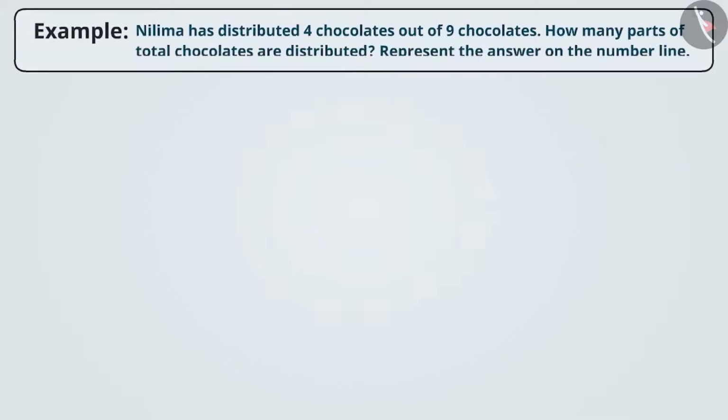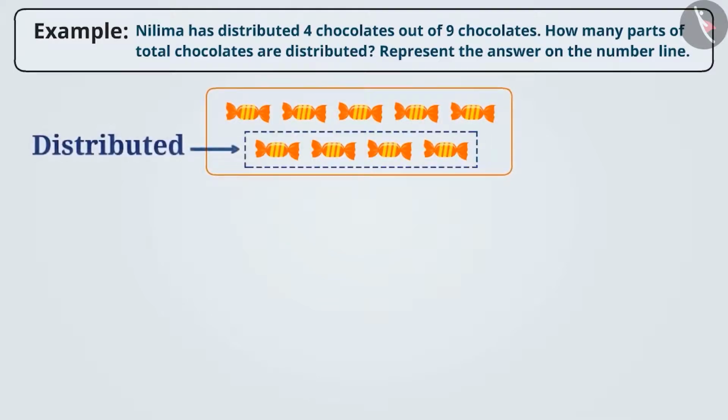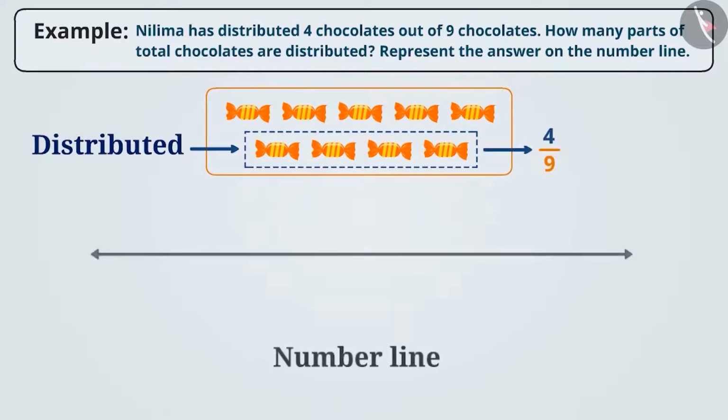Next example. Nilima has distributed 4 chocolates out of 9 chocolates. How many parts of total chocolates are distributed? Represent the answer on the number line. Let's understand this. Nilima had 9 chocolates. Out of these, she distributed 4 chocolates. Since she distributed 4 chocolates out of 9 chocolates, we can say that she has distributed 4 out of 9 parts of all the chocolates she had.